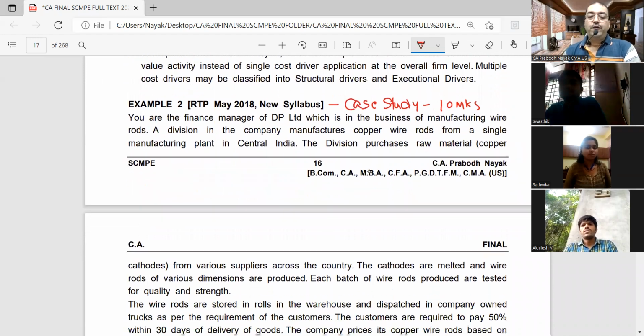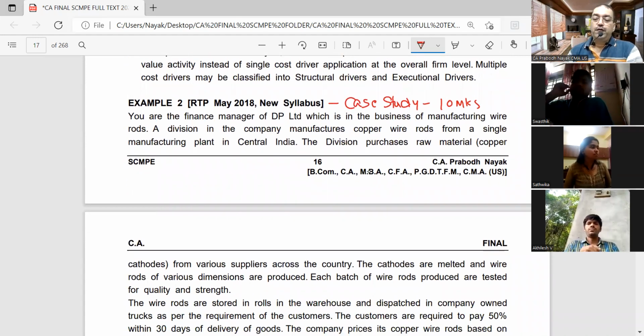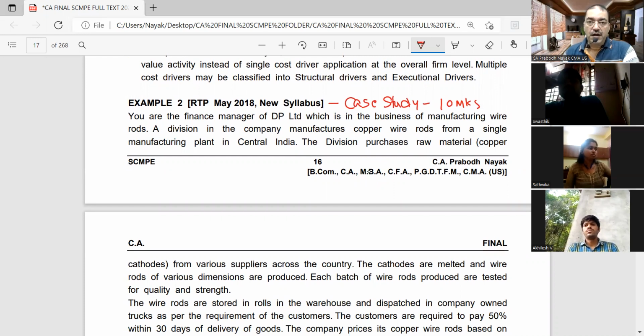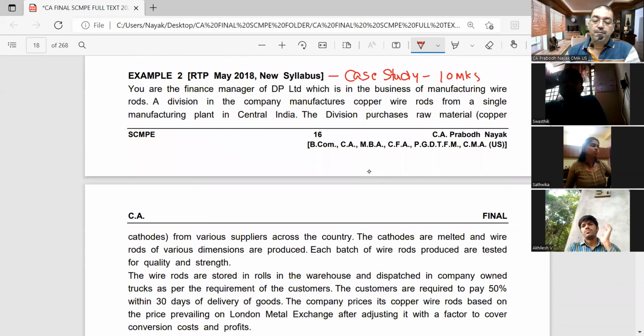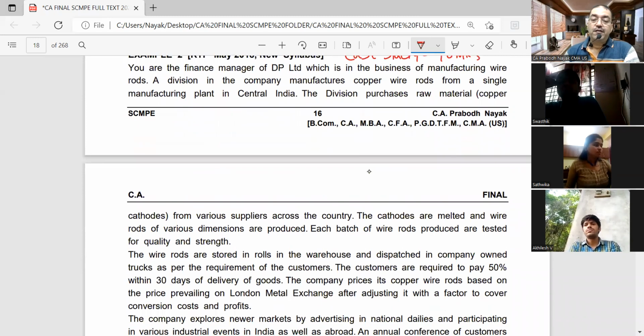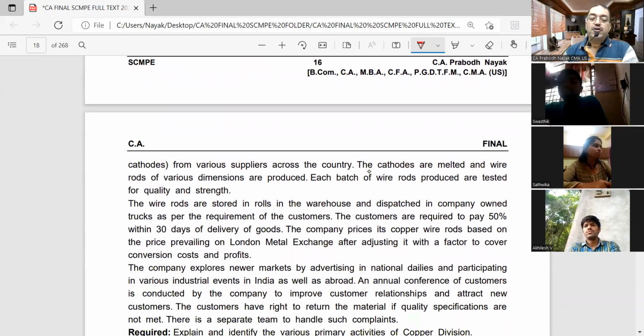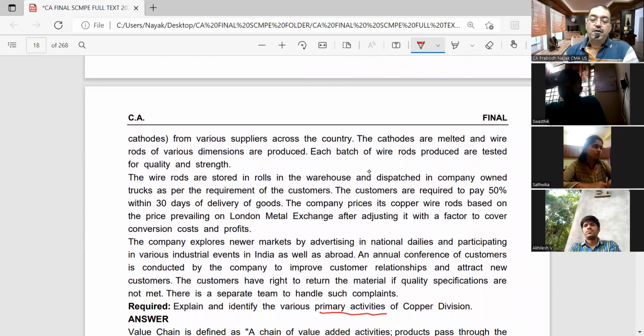So you are the finance manager of BP Limited, which is in the business of manufacturing wire rods. A division in the company manufactures copper wire rods from a single manufacturing plant in central India. The division purchases raw material, which is copper cathodes, from various suppliers across the country. The cathodes are melted and wire rods of various dimensions are produced. Each batch of wire rods produced is tested for quality and strength.